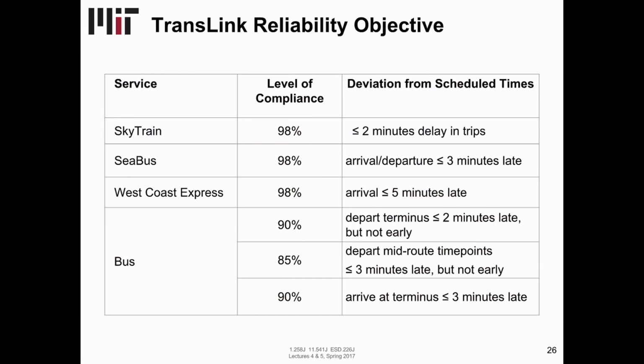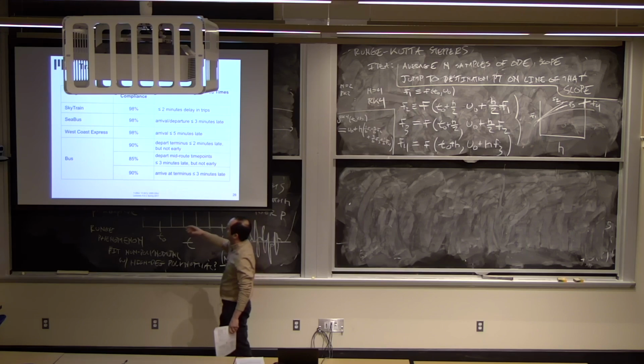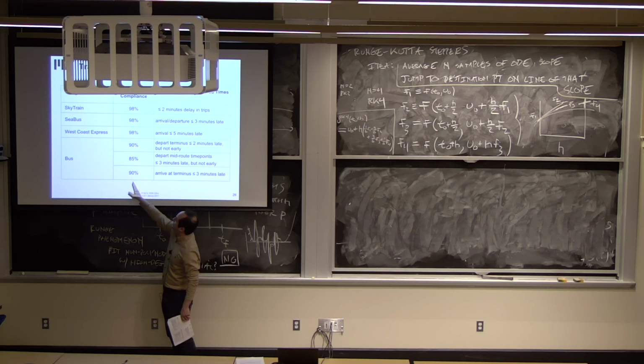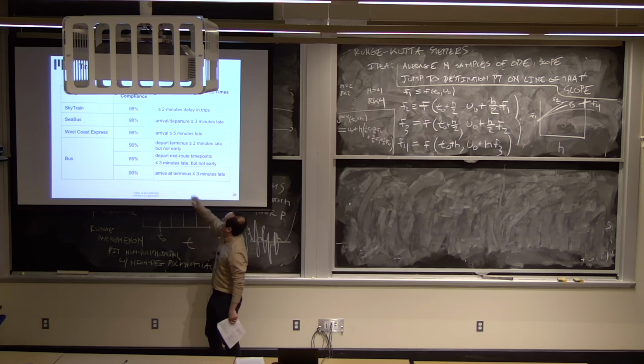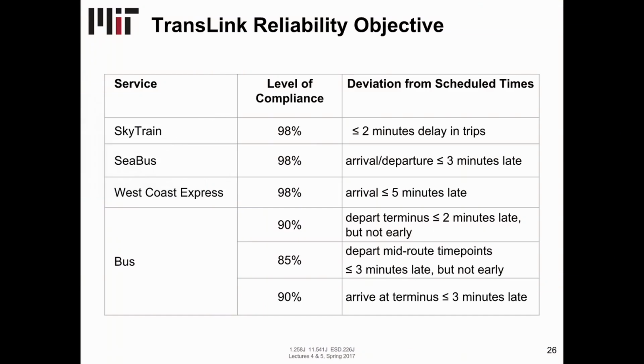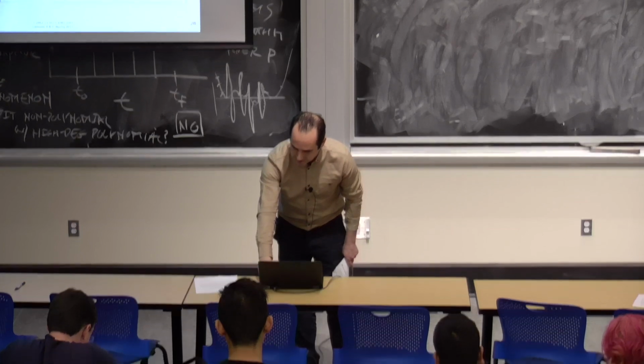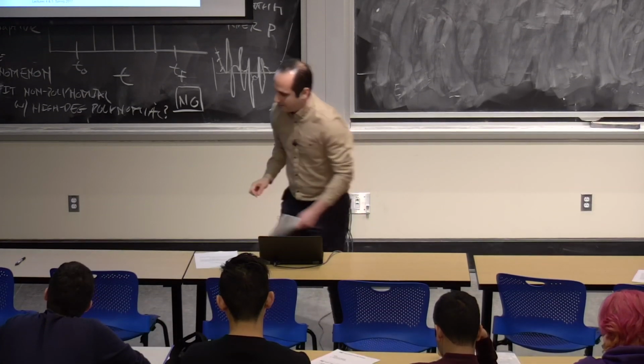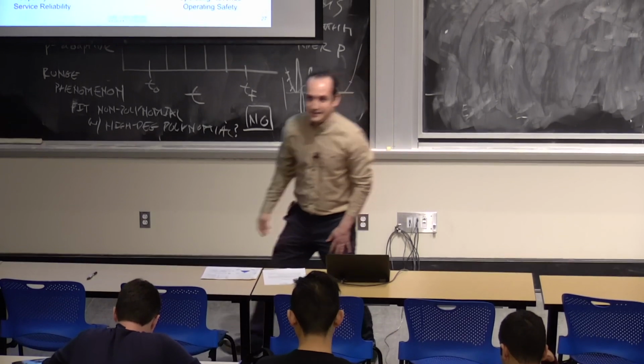In terms of the actual objective that TransLink has in place for reliability, again, depending on different modes, TransLink defines different acceptance thresholds for given on-time definitions. And on-time definitions could actually vary, as well as the level of compliance or the acceptance threshold. So are there any questions about this? Any comments?